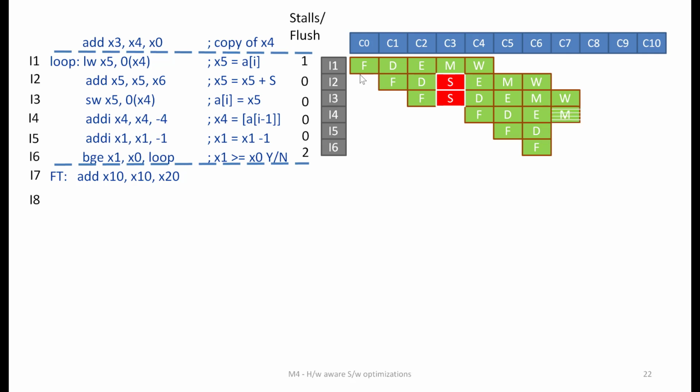Similarly, in C7, what happens is we fetch the fall through code I7 because we don't yet know the path the branch would take. Similarly, in C8, wherein we are actually resolving the branch and we don't know the direction yet, we fetch the instruction I8. At the end of the cycle, we would know the branch direction.